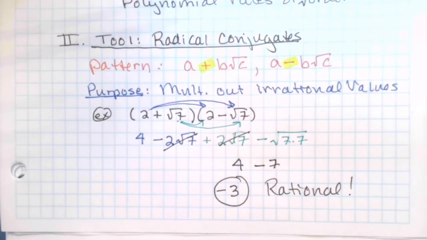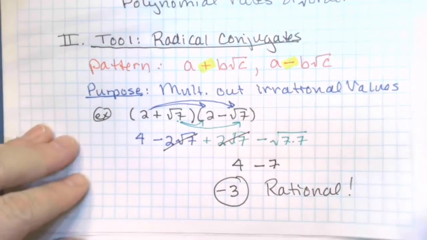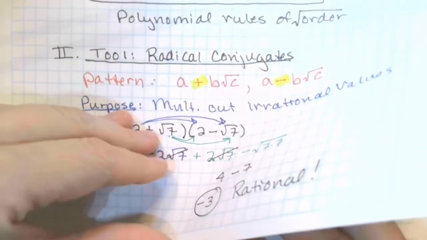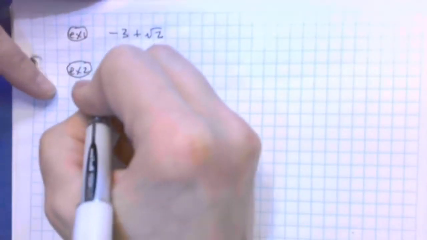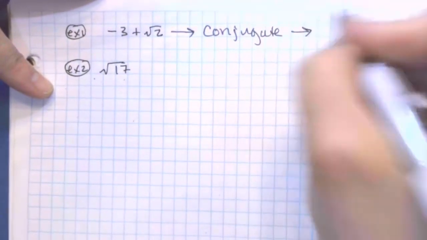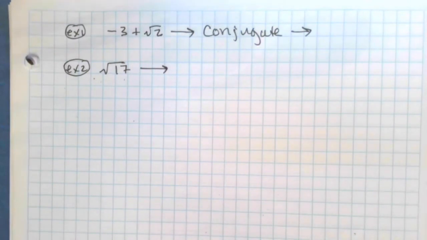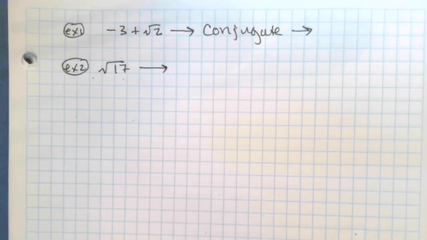Okay, so we're going to do a little bit of practice on writing conjugates to make sure that you've got it. So I'm going to give you 2 binomials and I want you to write the conjugate next to it. All right, here we go. So a little bit of practice. Negative 3 plus radical 2 is your first one. And then your second one is square root 17. I want you to go ahead and write the radical conjugate of the number. Go ahead and do that. I'll give you a few seconds to come up with an answer.